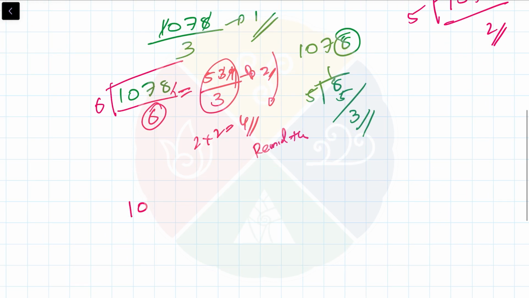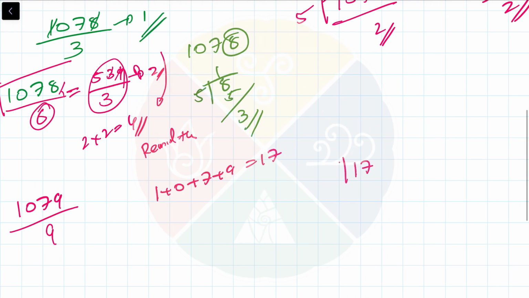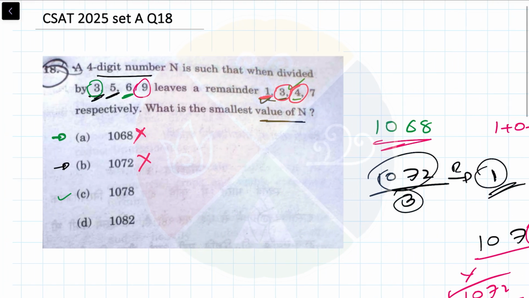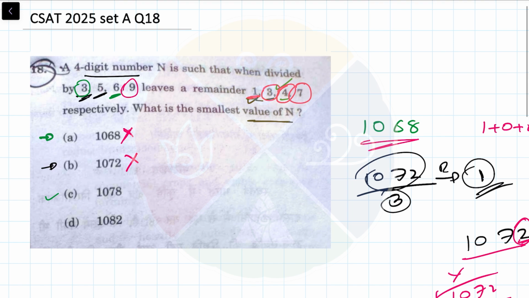Now 9. For 1078, the divisibility rule of 9 is 1 plus 0 plus 7 plus 8, that is 16. That should be divisible by 9. Again, you can also use the same divisibility rule to find the remainder. Dividing by 9, you will find the remainder is 7. So the remainder should be 8. What's the remainder which you are getting? Oh, they are getting remainder 7.